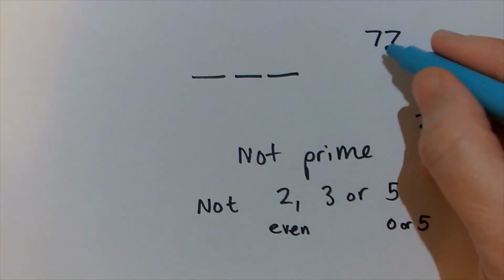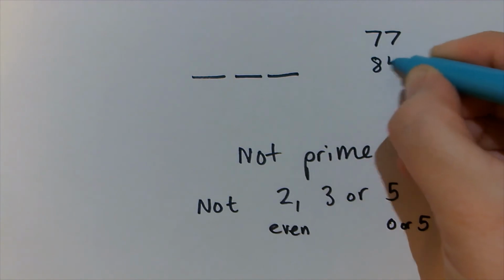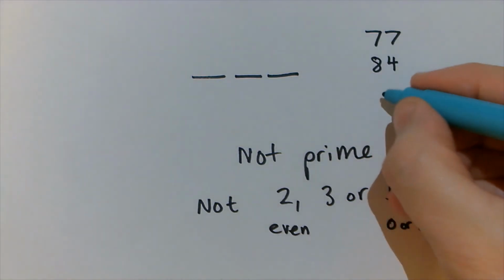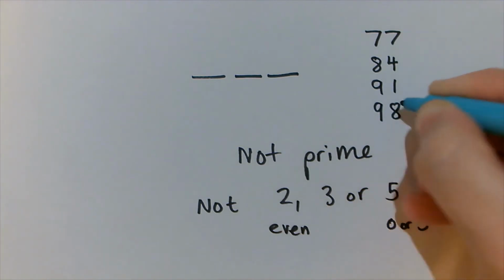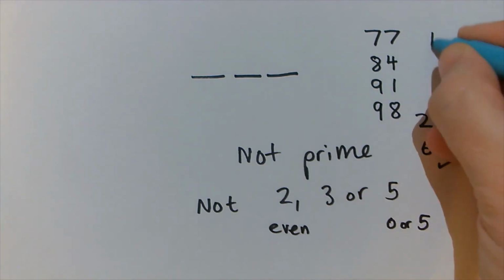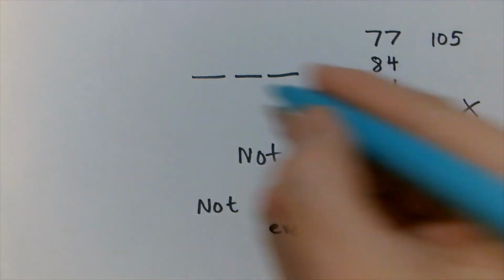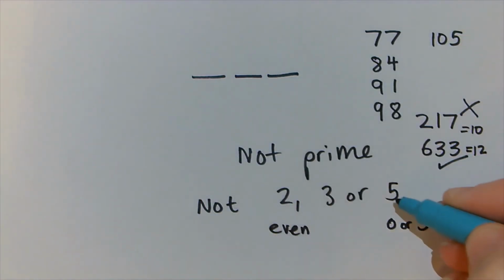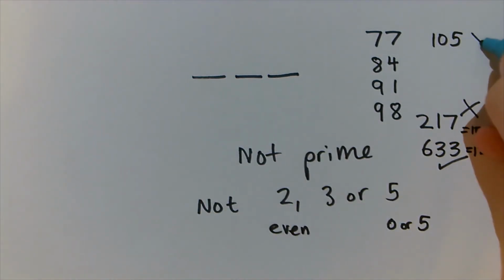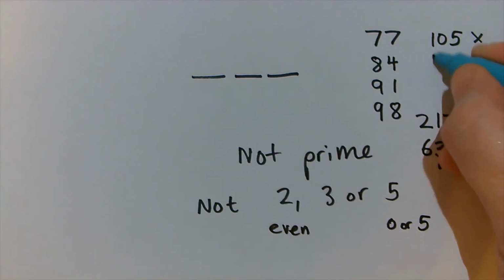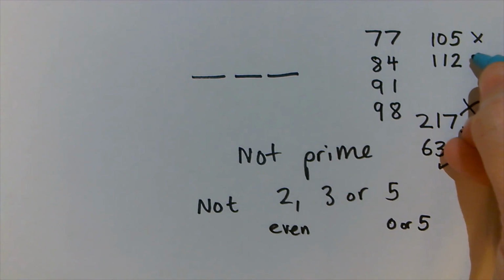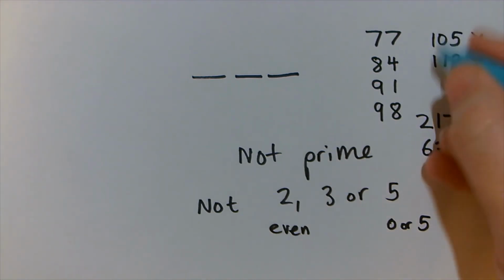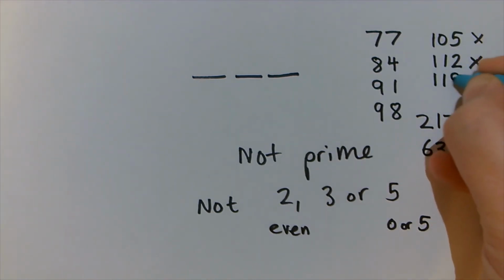So if I add on another 7, I get 84. Add on another 7, 91. Another 7, 98. Another 7, I get 105. So I started getting a 3-digit number. But 5 goes into that, so it can't be that. Add on another 7, I get 112, which is even. So I know that doesn't work. Add another 7, I get 119.